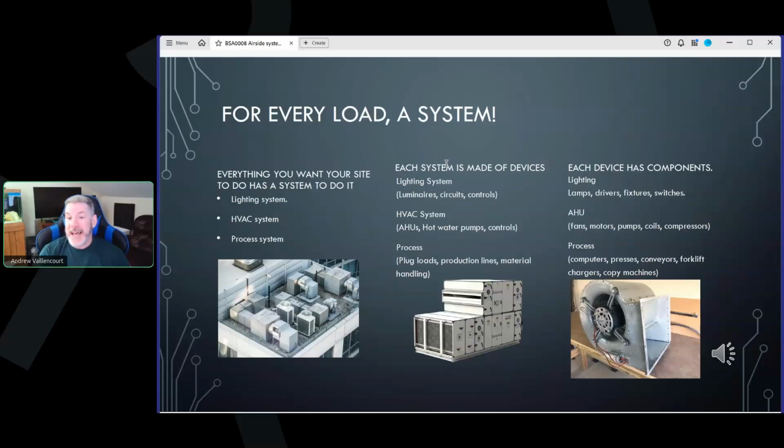Every device has components. A system is made up of devices. Devices are made up of parts, of components. And you can keep going down this taxonomy till you get to the nuts and bolts and fasteners if you want to. The good news is we do not have to.